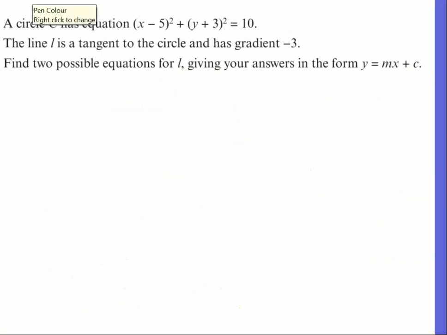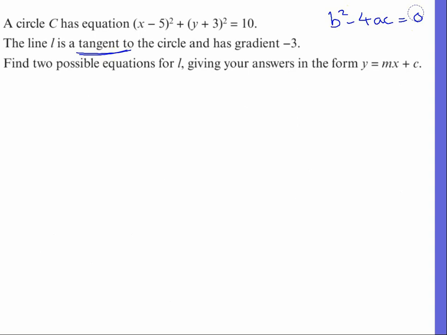Okay, so I can see here there's a mention of tangent. So in my head, I haven't read this question yet, but I can see the word tangent, and I've got b squared minus 4ac equals 0 going off. I might not have to use it, but we'll see how this question goes.